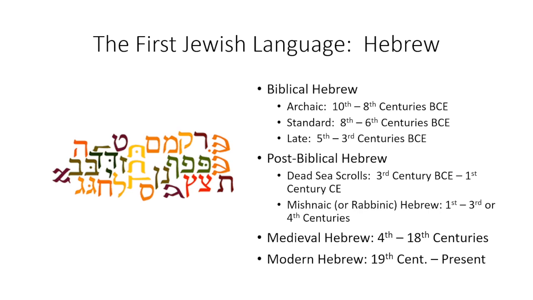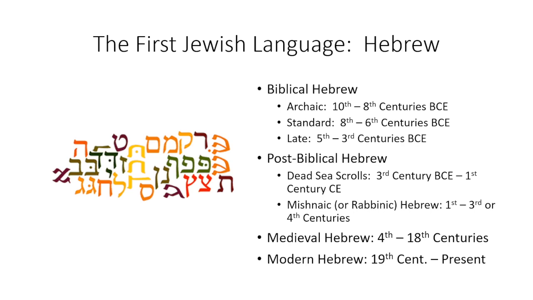With the close of the biblical period, we have the Dead Sea Scrolls from the 3rd century BCE to the 1st century CE. And we also have Mishnaic or Rabbinic Hebrew, which is roughly from the 1st to 3rd or 4th centuries CE. Mishnaic Hebrew, Rabbinic Hebrew, is probably very close to the spoken language of the late biblical period. We don't know what the spoken language was like, but we can theorize that the kind of spokenisms that you find in Mishnaic Hebrew, those probably were fairly common in the late biblical period.